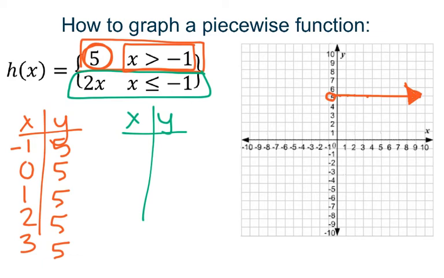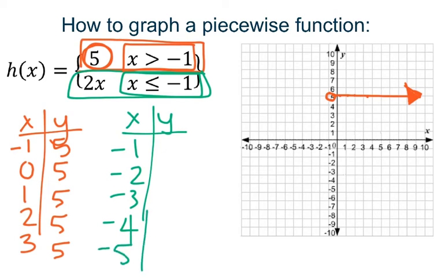Green one's a little bit more challenging. Not bad. So if you look at the restricted domain for the green one, it's x is less than or equal to negative 1. So we're going to choose negative 1, and then anything less than negative 1. So hopefully that'll be enough. You can do more points if you need to.